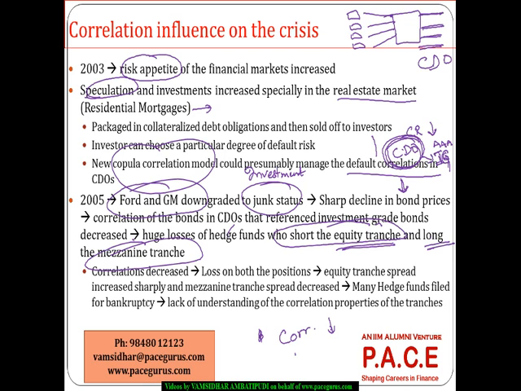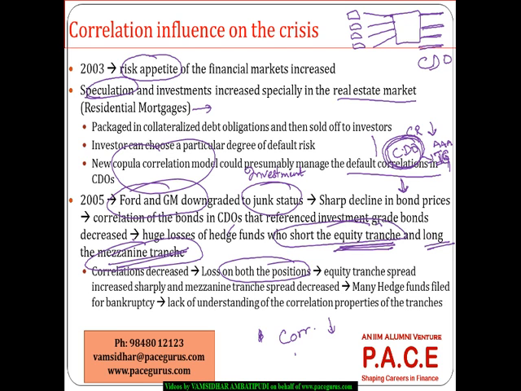has lost value in the mezzanine tranche, and in the equity tranche also, they have lost value. So both of them, because when the correlation has decreased, the loss came out on both the positions. When the correlations between the CDOs and the investment grade have decreased, both the positions have got into a loss.